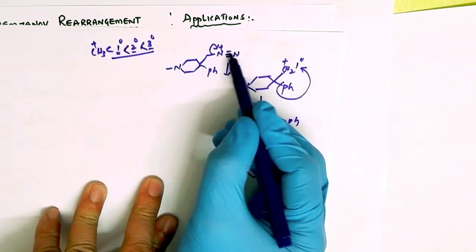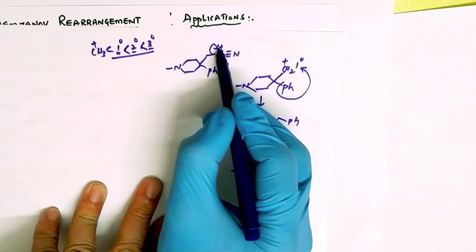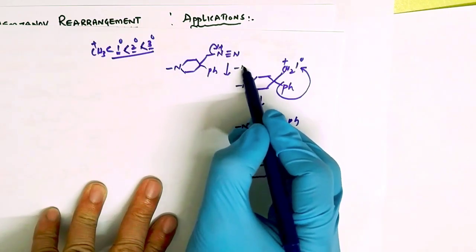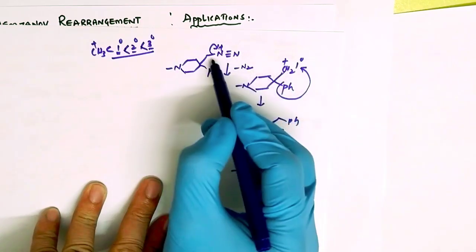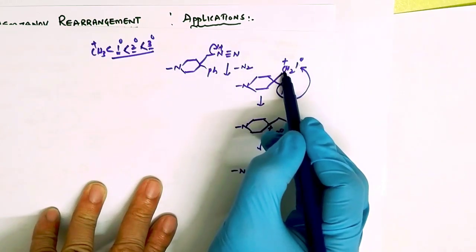That NH2 is converted into N triple bond N plus. So here N is removed in the form of N2, thereby we are coming up with CH2 plus. So this is a 1 degree carbocation.